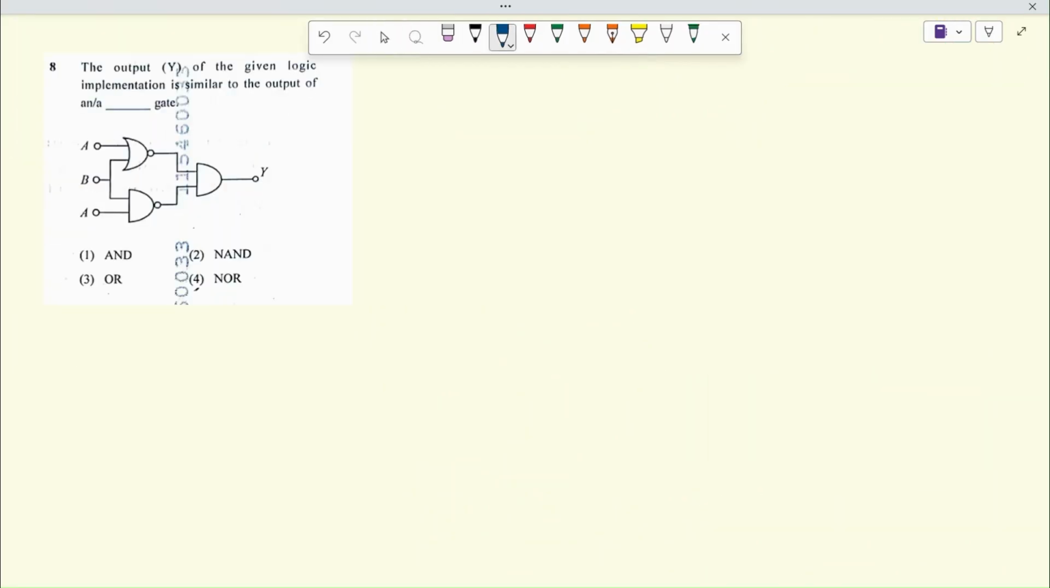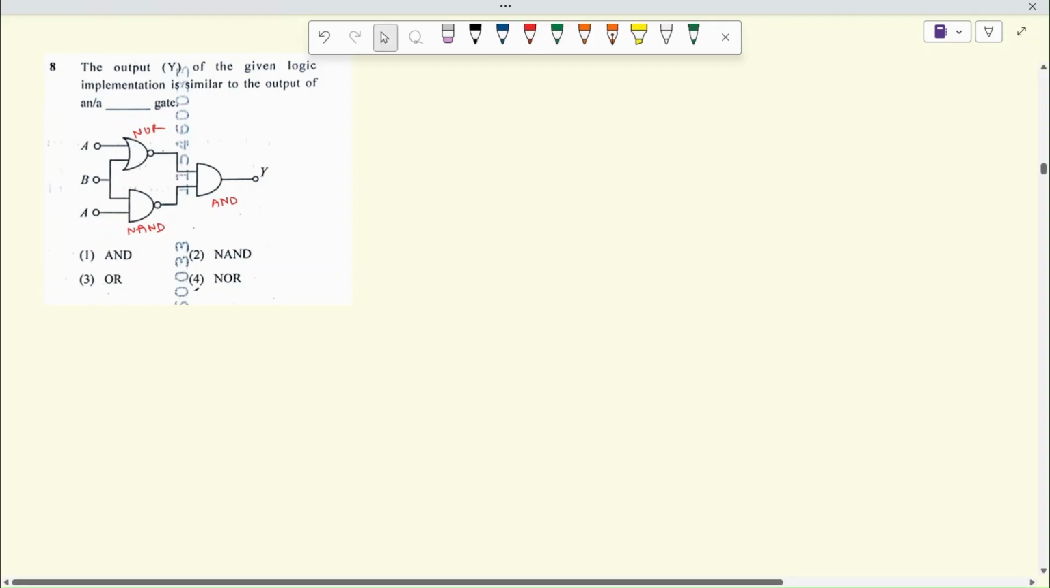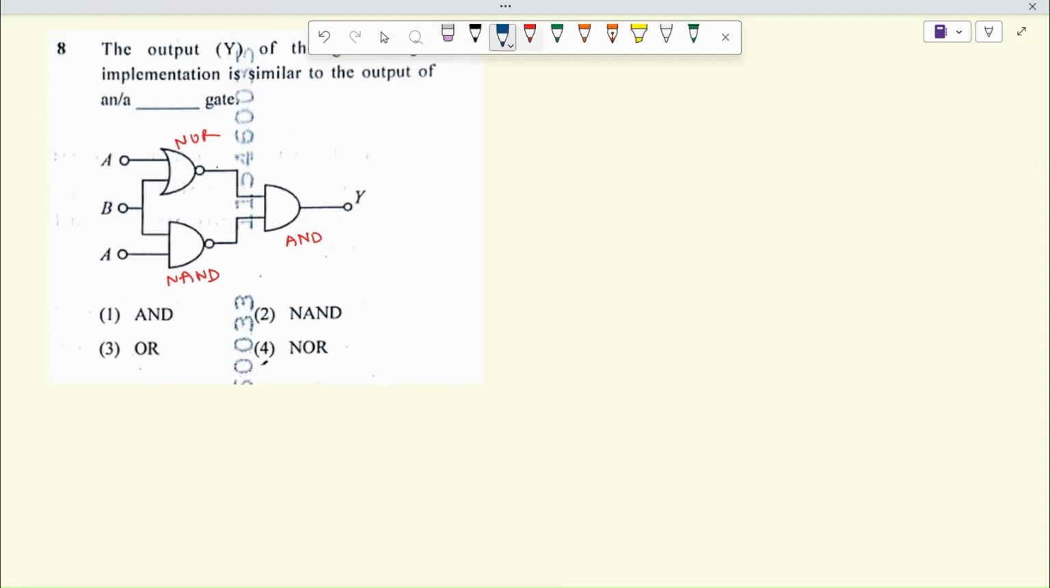Question 8. In this one, logic gates are given. You can see that this is a NOR gate, this is a NAND gate, and the final one is AND. Now let us write the output for each of them. Let us name this output p, this output q, and the final output y. You know y is equal to p into q, AND gate.